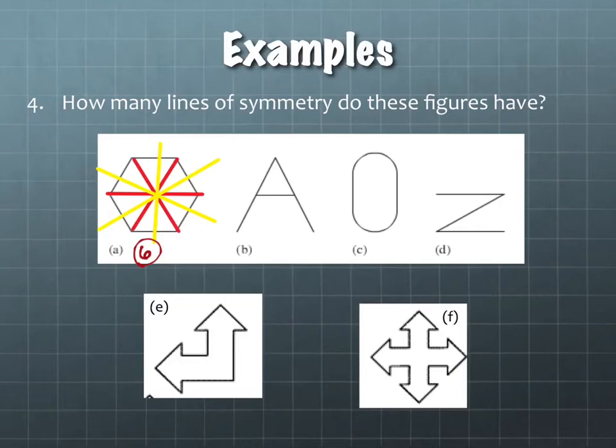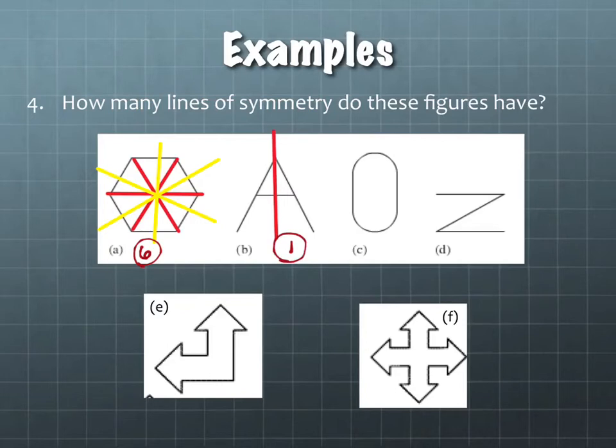How about our next shape, the shape that looks like an A? Does it have one? Yep, and just one is right. Again, I didn't draw it very vertically, but you can imagine that you did. And sure enough, there's just 1 line of symmetry on this one.